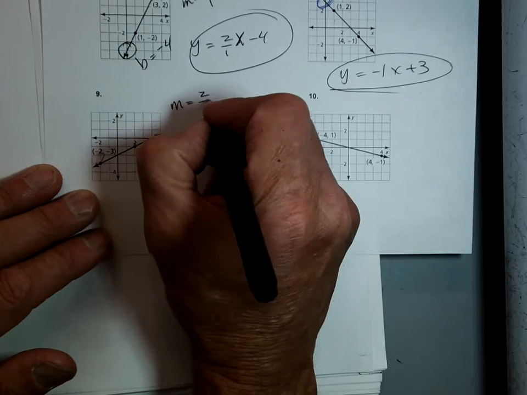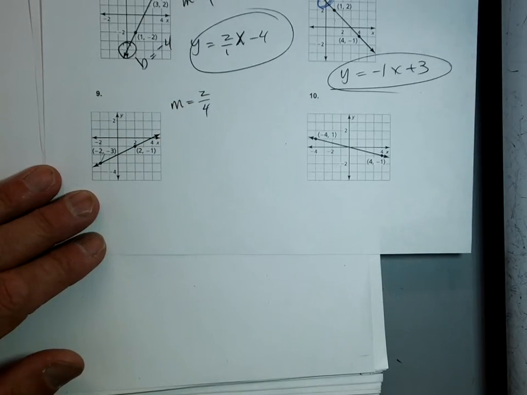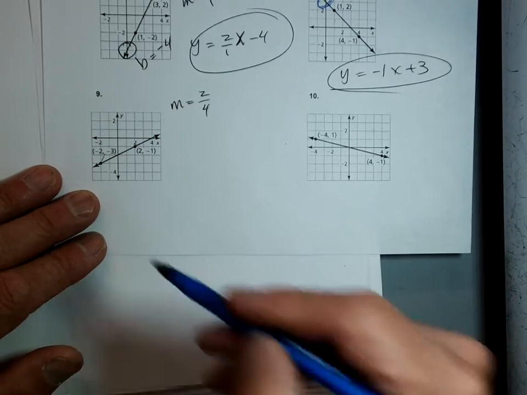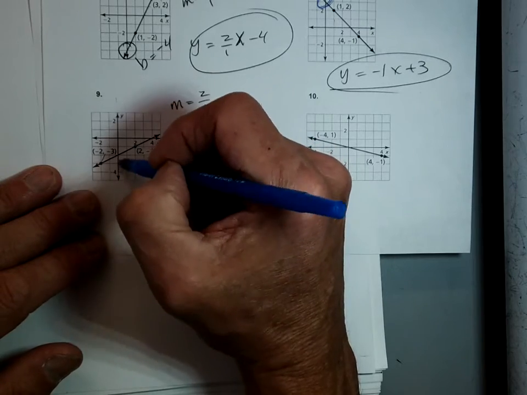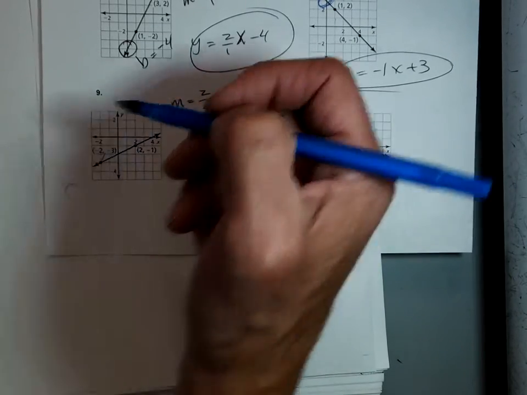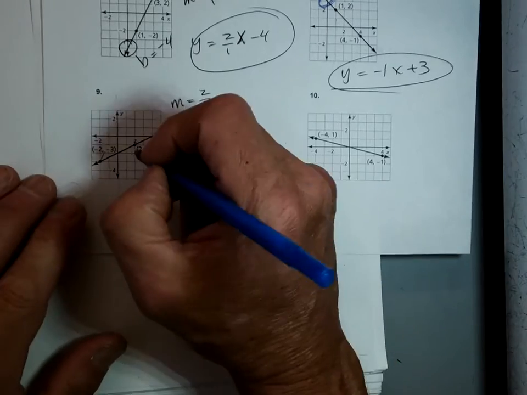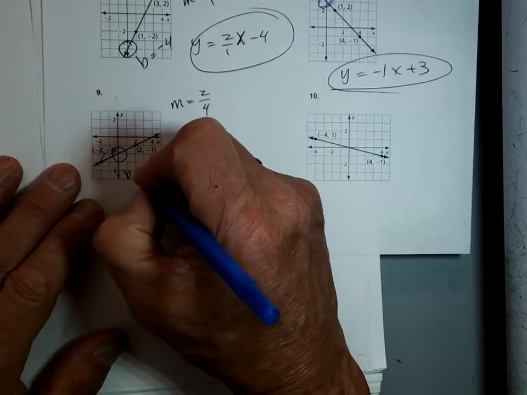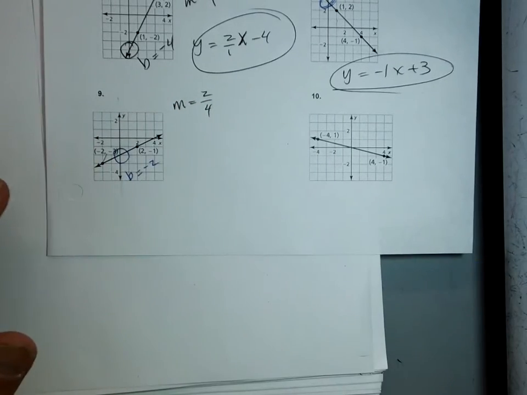How do you find the B? Great question. You ready? Watch. It is where it crosses the y-axis. Always. Good question, Wayne.